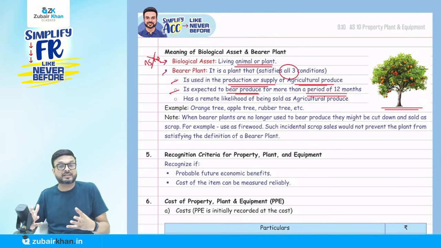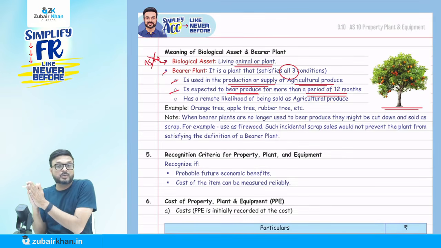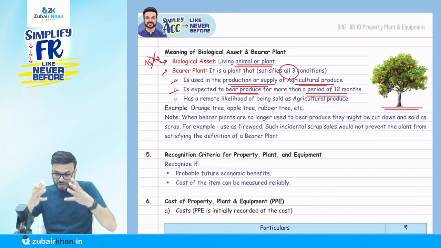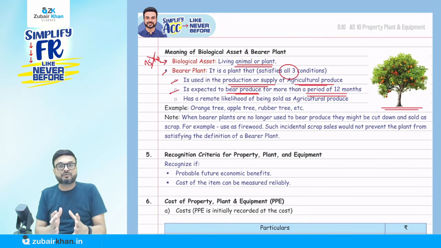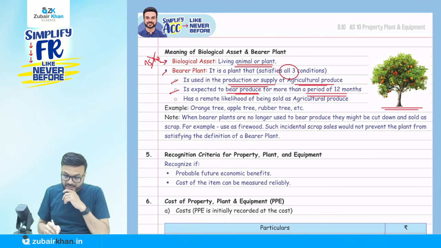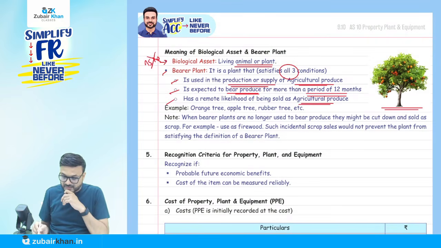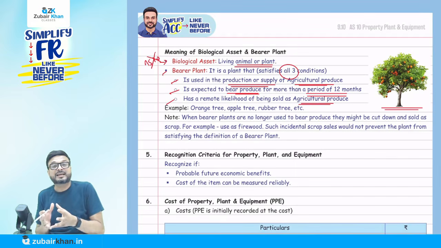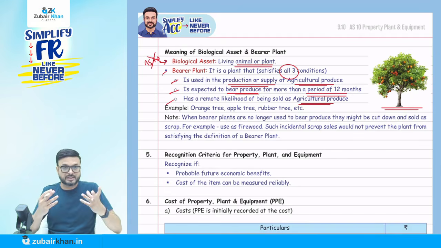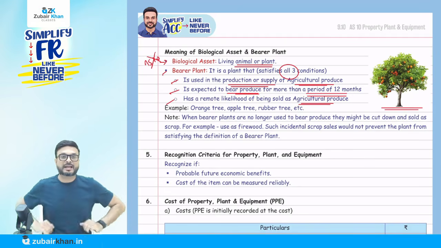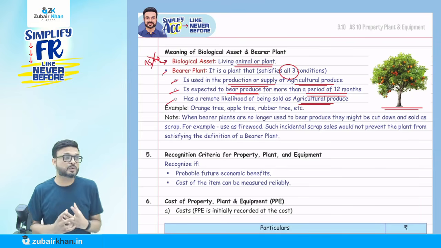What is the life of the asset? This plant lives more than 12 months. That is okay. So that orange tree is going to produce the agriculture produce, for example oranges. How much is the life of that orange tree? More than 12 months. And it has a remote likelihood of being sold as agriculture produce. Obviously, we are not going to sell this orange tree. We are going to sell what? The oranges. You got the point? It's a bearer plant.